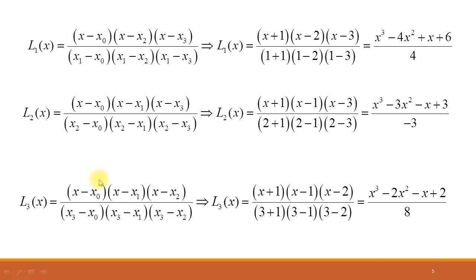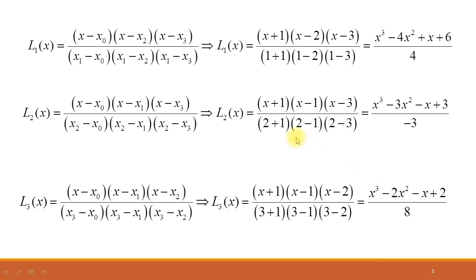Now putting the values, the value of x0 is minus 1, so x minus minus 1 is x plus 1. The value of x1 is 1, so x minus 1. The value of x2 is 2, so x minus 2, divided by, the value of x3 is 3 in the table, so 3 minus minus 1 is 3 plus 1, 3 minus 1 and 3 minus 2. Now multiplying these three factors and simplifying, we obtain L3 is equal to x cube minus 2x square minus x plus 2 divided by 8.